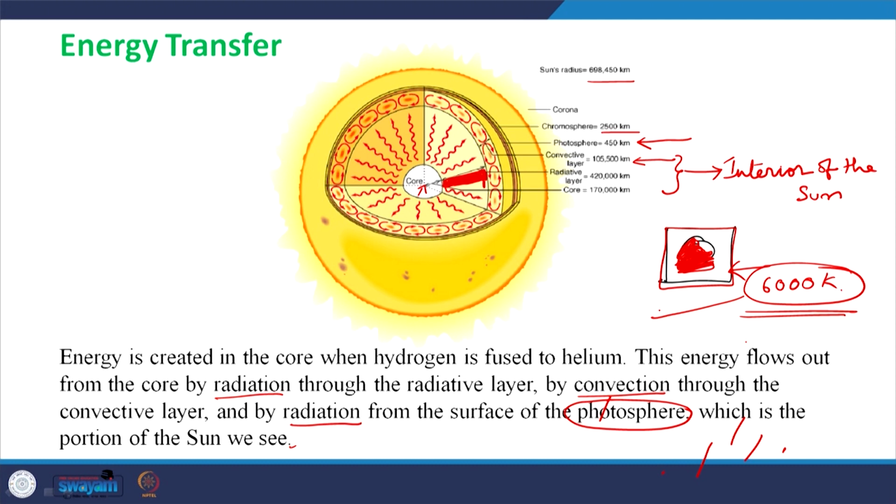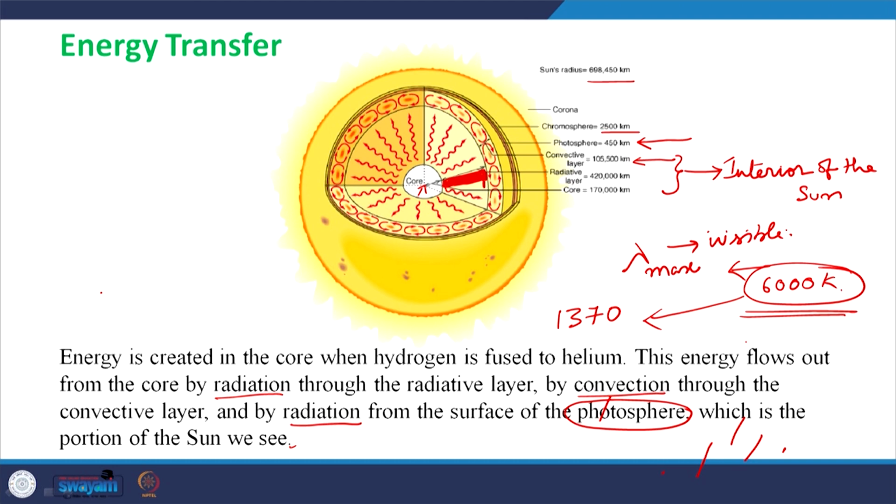The 6,000 Kelvin is what gives you 1370 watts per meter square, or the 6,000 Kelvin is what gives you lambda max in the visible spectrum. Okay. So, this is some aspect about the energy transfer.